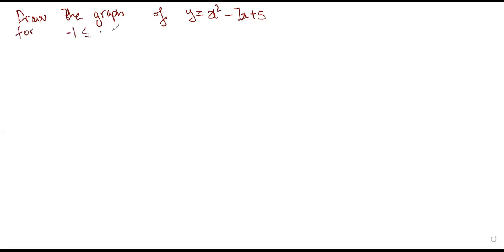The question has a big question. The first part is: draw the graph of y equals x squared minus 7x plus 5 for x between -1 and 7. This is the first part.